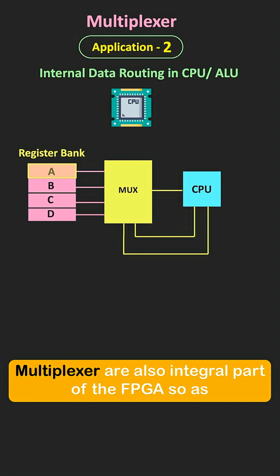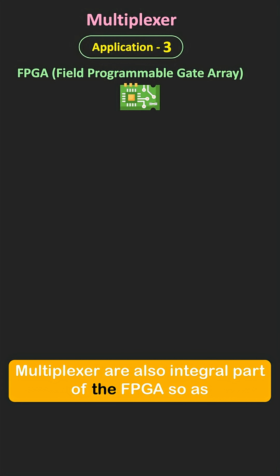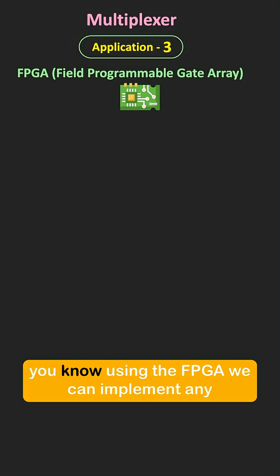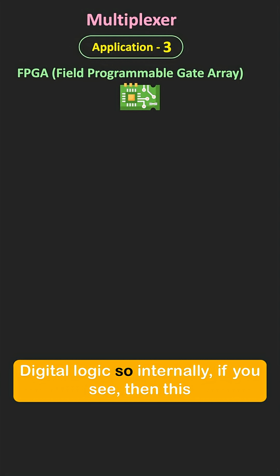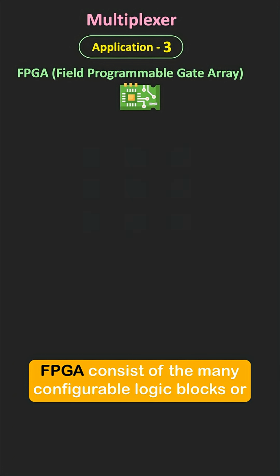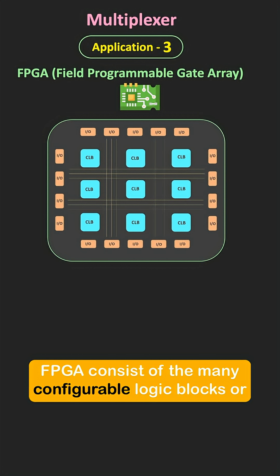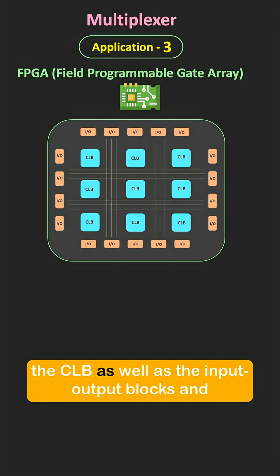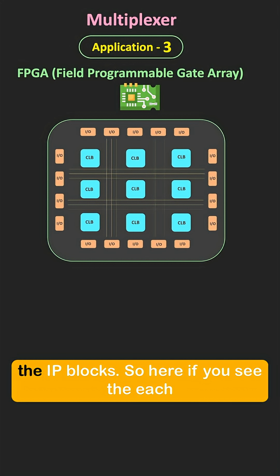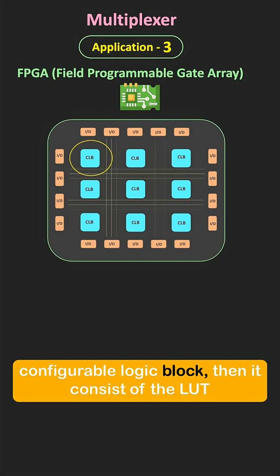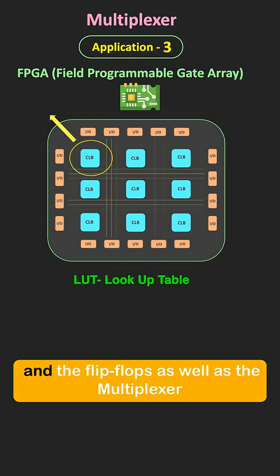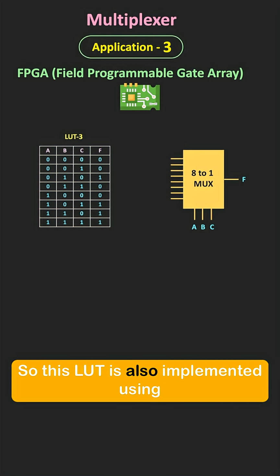Similarly, multiplexers are also an integral part of the FPGA. As you know, using the FPGA we can implement any digital logic. Internally, the FPGA consists of many configurable logic blocks, or CLBs, as well as input-output blocks and IP blocks. Each configurable logic block consists of a LUT and flip-flops as well as multiplexers. This LUT is also implemented using the multiplexer.